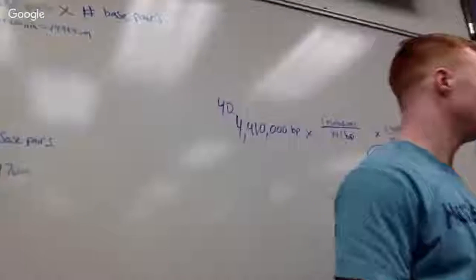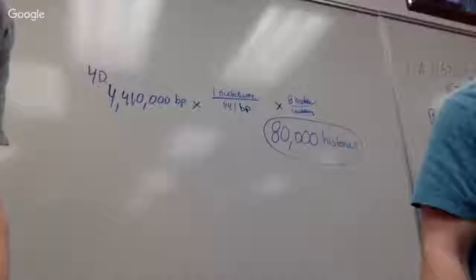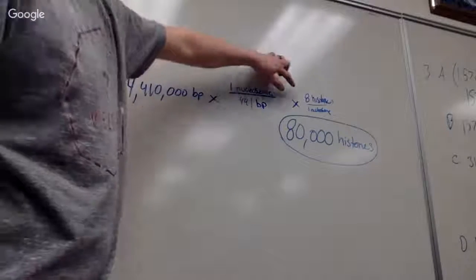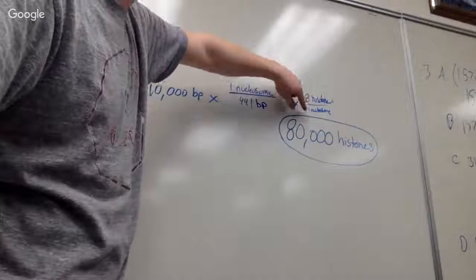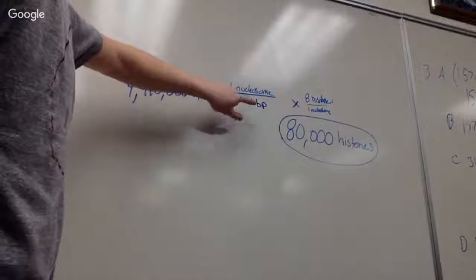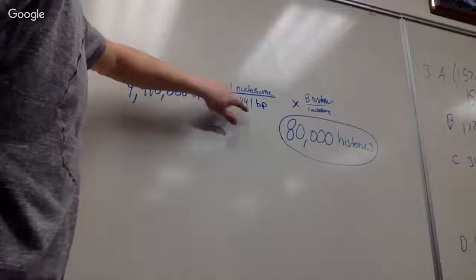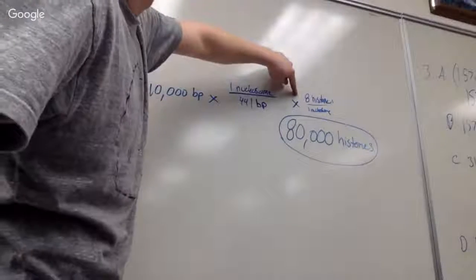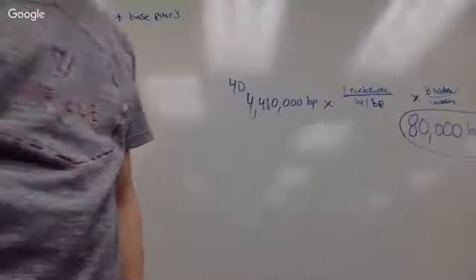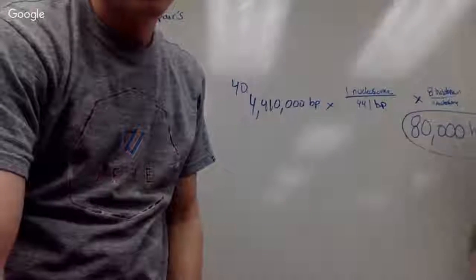Nice. Here's D. This is how we found out our histones. We took our base pairs, and we weren't sure if there's 8 histones per nucleus or nucleosome, but we just kind of went with it. We did our base pairs times our nucleosomes per base pair times histones per nucleosome, and we got 80,000 histones. Then we got number 5 on our document.